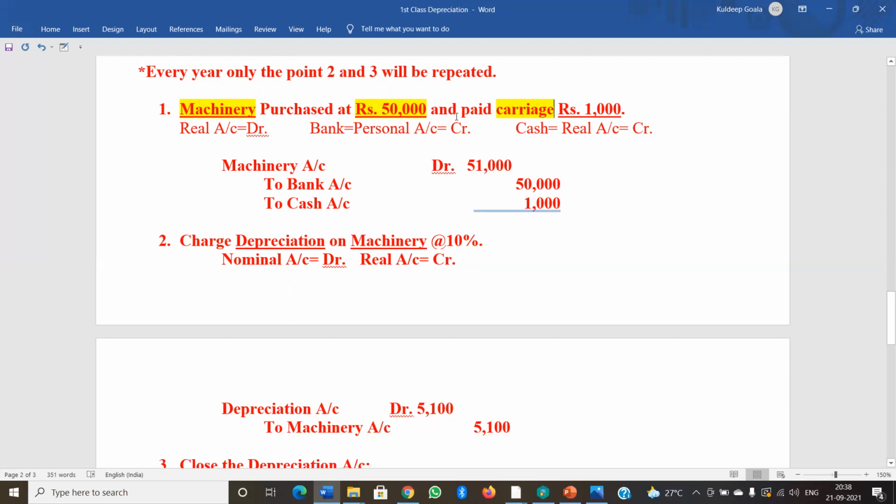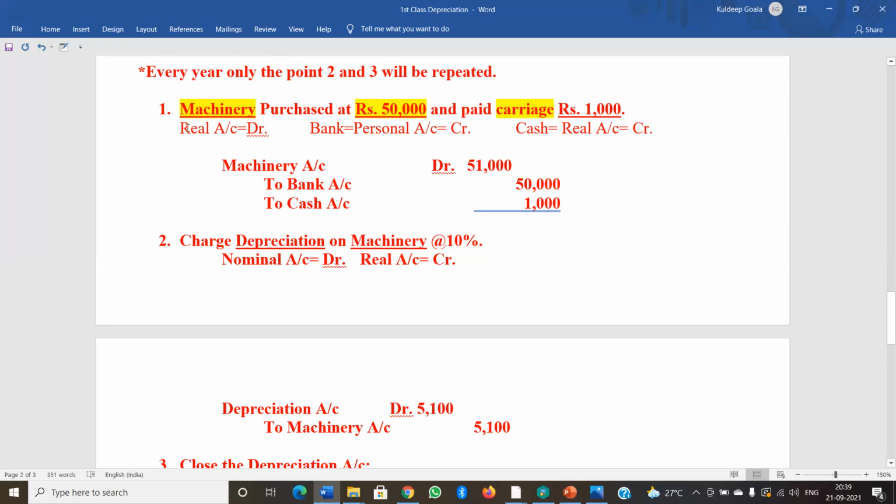But generally what happens now is that most of the amounts which are higher than 10,000 or more like this, we do an online transfer or bank transfer. Okay, we pay directly through bank. That is why we have put bank here. Okay, digital India, right?